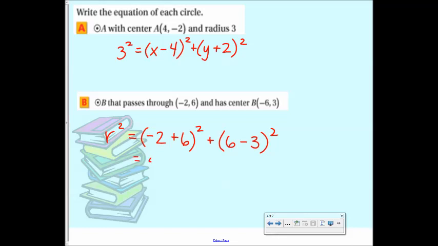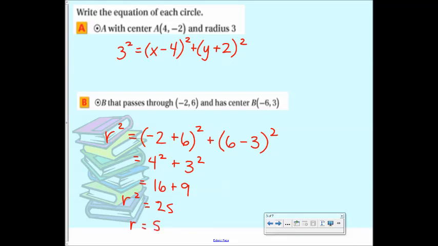Okay, so what's negative 2 plus 6? 4. 4 squared is 16. And what's 6 minus 3? 3 squared is 9. 16 plus 9 is 25. So r squared equals 25. So then r equals 5.